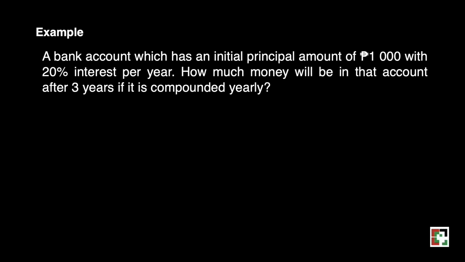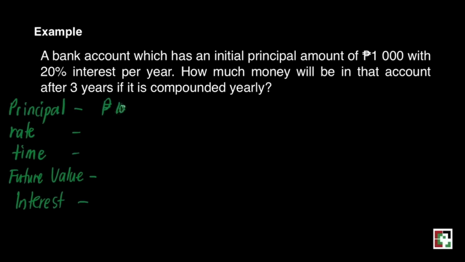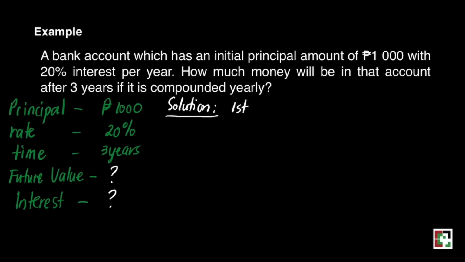We have the second example. Let's have this one. A bank account has an initial principal amount of 1,000 pesos with 20% interest per year. How much money will be in that account after 3 years if it is compounded yearly? Our principal is 1,000 pesos. The rate of interest is 20%, while our time is 3 years. We need to remember that this is compounded yearly.